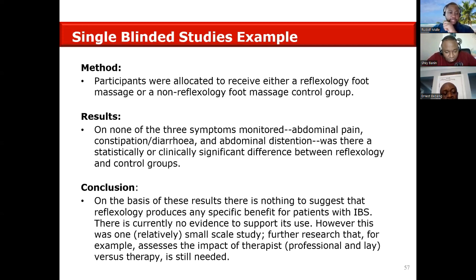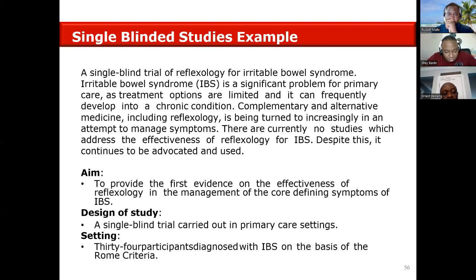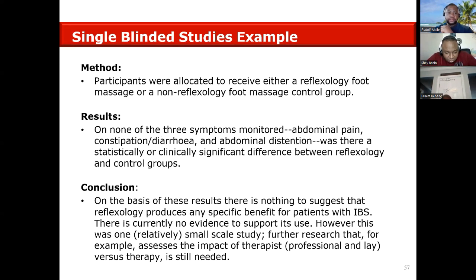So this is just an example of a single blinded study. You can read more on this example. In the single blinded study, we have the aim. The most important thing you're looking at in a study is the aim and the design. Study design is very, very important. Then the settings, the methods, result, and conclusion. This is not how a typical study would look, because usually a protocol is very intense and very big. But this is an example of a single blinded study you can just look into.